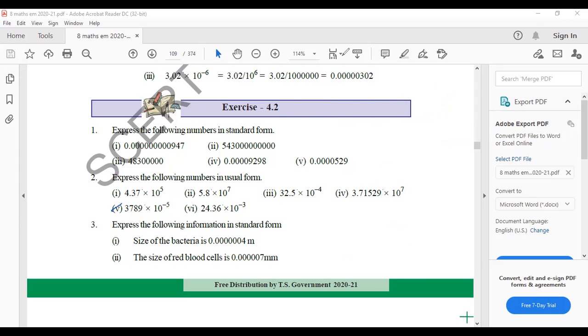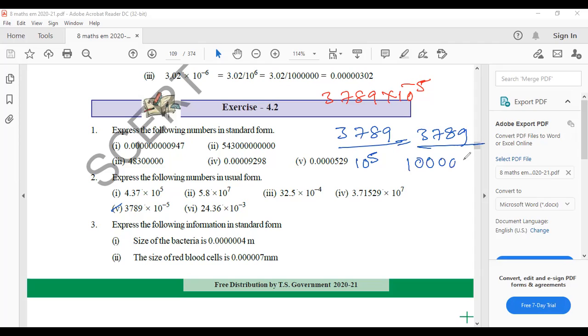Now go to the fifth one. The problem is simple. 3789 into 10 power minus 5. We are happy because there is no point here, no multiplication or division. Directly you can get back. 10 power minus 5 is there, so you can write 10 power plus 5 in the denominator. Next, 3789 by 10 power 5 means 5 zeros. What is the next step? The zeros are shifted to the top. The 5 is there, but we have only 4 digits, so we make one more 0. The answer is 0.03789.